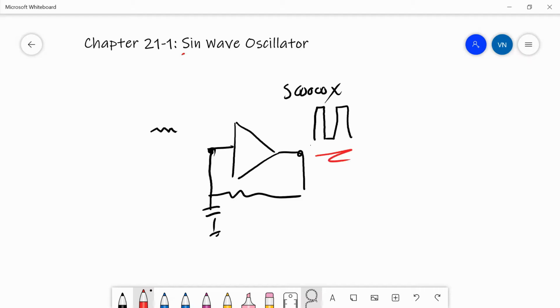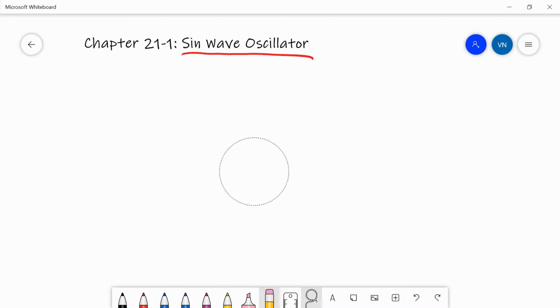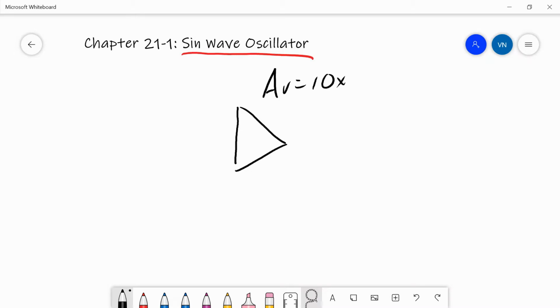Now to generate sine waves, what you need to do is take that gain down to a more reasonable value so that the gain around the loop is 1. Let me just show you that. So let's say I've got an amplifier here which has a positive gain AV equals 10 times. So if I put in a little sine wave into this thing, which is maybe 0.1 volt peak value, I'll have a switch here that directs that input into this amplifier, and this will be times 10 positive output.